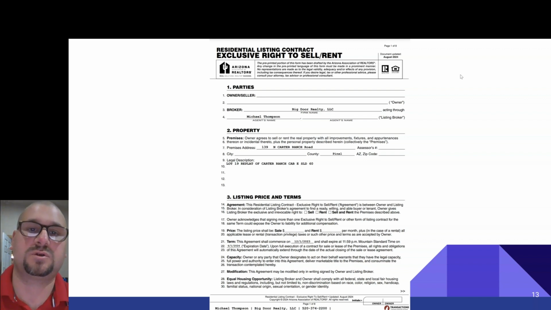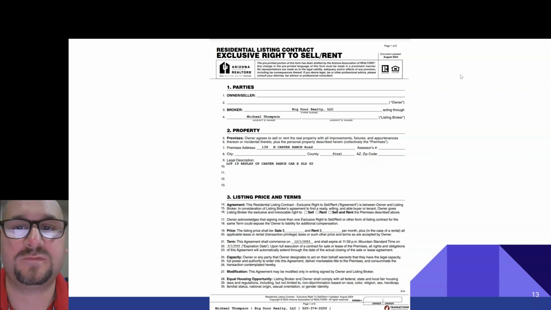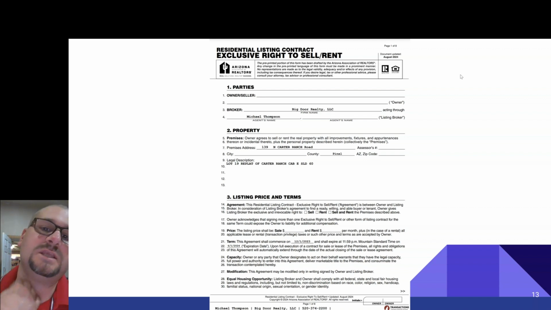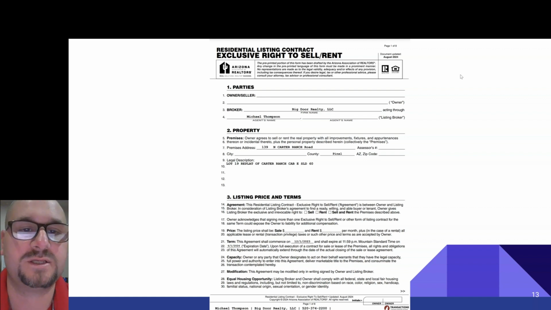All right, so premises, where is the address of the subject property. Put in the assessor's number, the city, the county, legal description. So you'll put in what lot number it is, say lot 19, a replat. This is an example I have listed here. You want to put in the listing price and terms agreement.